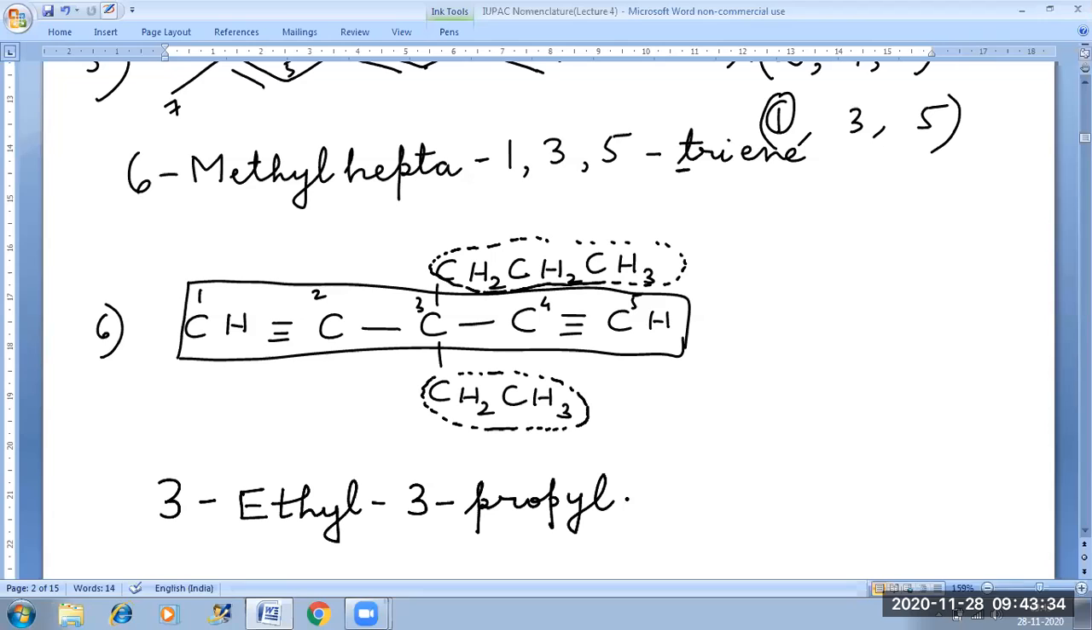And 5, so pent. 1,4, because at the first carbon I have a triple bond, and at the fourth carbon atom I have another triple bond. So 1,4. There are 2 triple bonds, di, so diyne. And here it has to be penta because D is present. This is the correct IUPAC name of this compound.